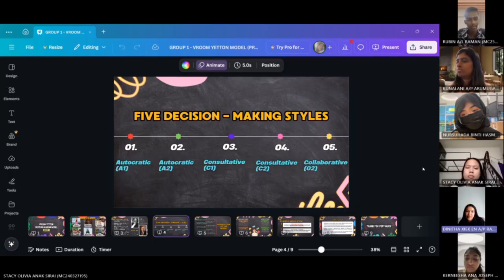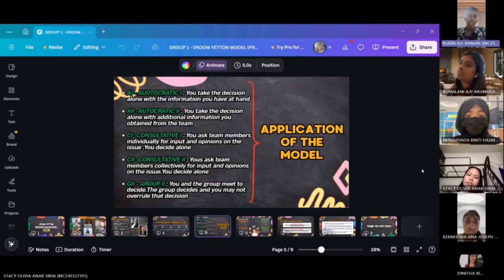The last one is collaborative G2. This is when the leader shares the problem with the team and the team works together to reach a consensus on the decision. This style is used when the leader wants the team to have a significant role in the decision-making process and is willing to accept the team's consensus as the final decision. Throughout these 5 styles, the choice is based on factors such as the importance of decision quality, the need for team commitment, the availability of information, and the time constraints. That's all.